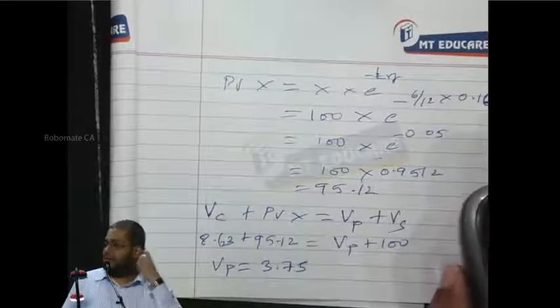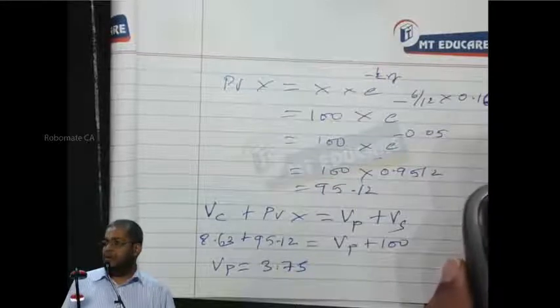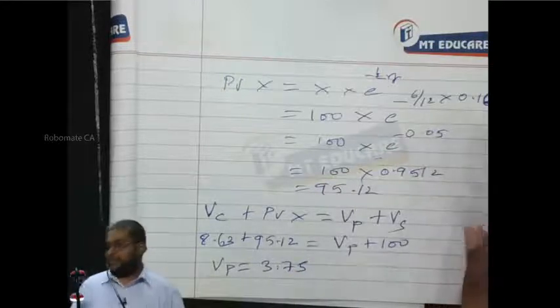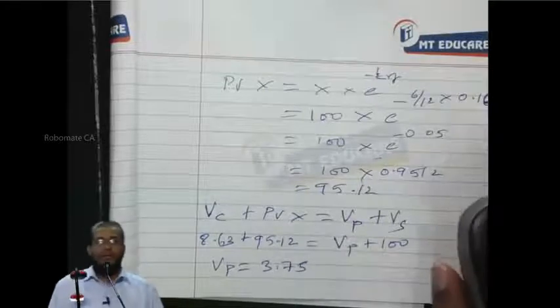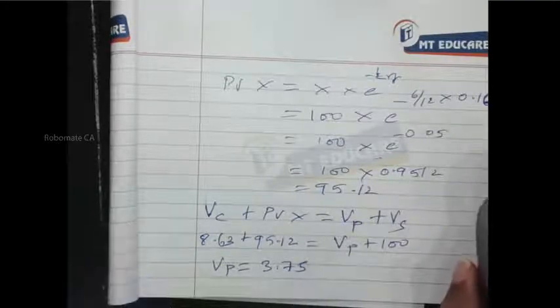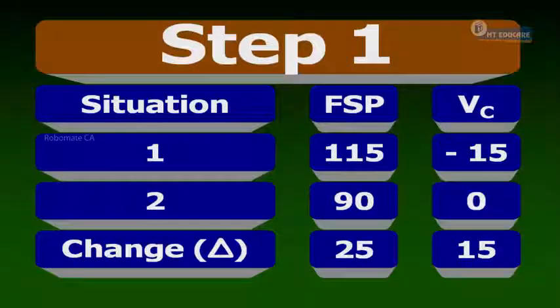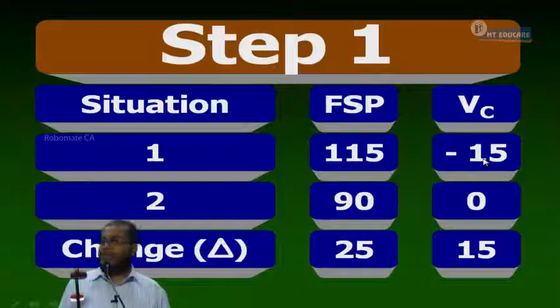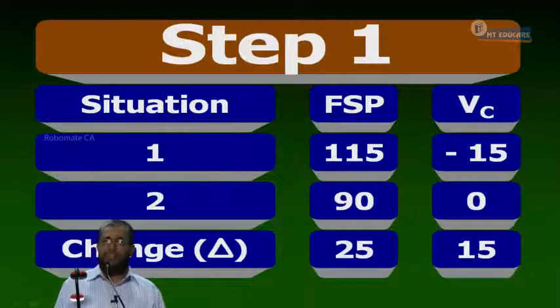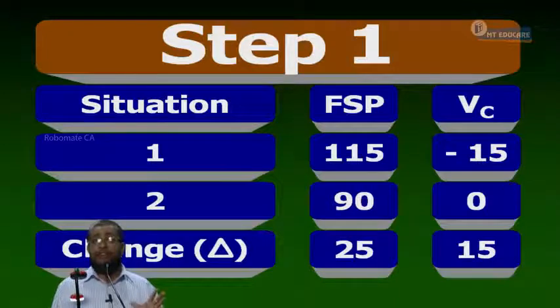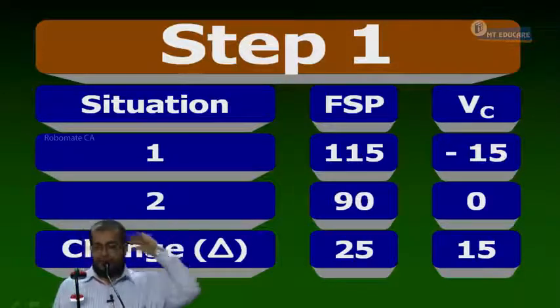But option value differs. For example, in the part B question, the option value can either be 15 or 0 after 6 months. So always understand the context. Here, when I say value, I mean what value? Future value. The option value can either be 15 or 0 after 6 months.